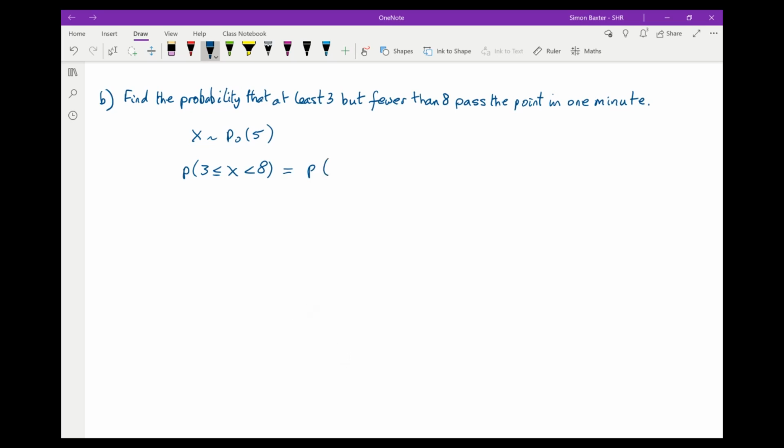That is the probability, this is just to emphasize it, that x is 3, 4, 5, 6, or 7, but not 8, which is the probability that x is less than or equal to 7, and take away the probability that x is less than or equal to 2. That gives me, looking up in the cumulative probability tables, 0.8666, and take away 0.1247, which is 0.7419, and I've given that to 4 decimal places because I've been using the tables.